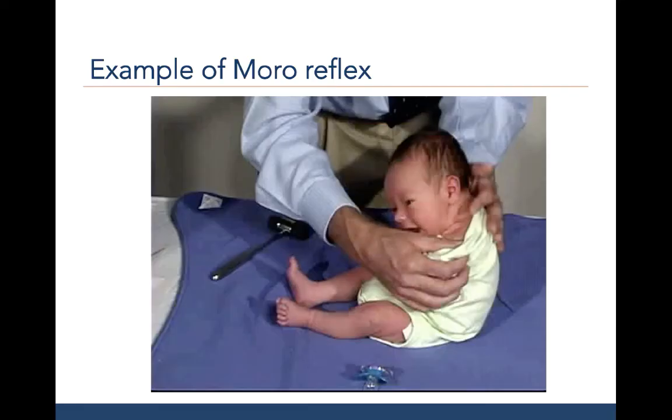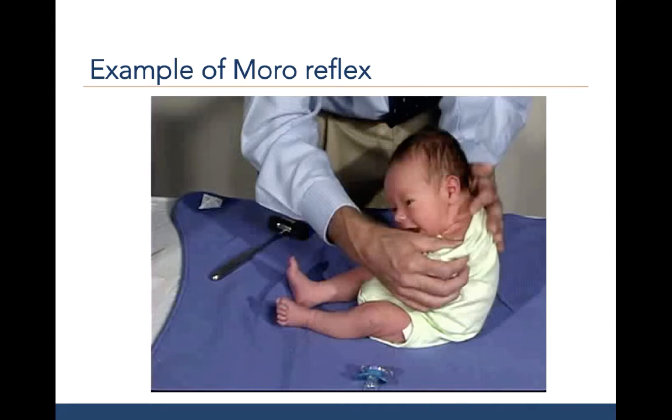Now let's see an example of the Moro reflex. The infant starts in a reclined or supine position. The Moro reflex is elicited by shaking the head or briefly moving the infant's head backwards. The infant responds by extending his or her arms or legs, spreading his or her fingers, and then quickly flexing his or her arms after.